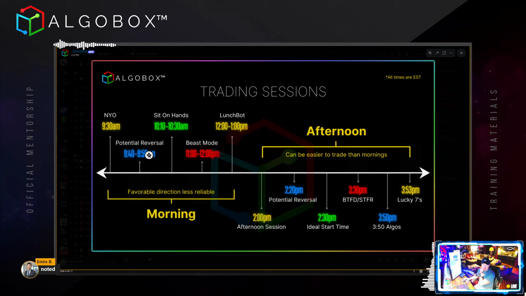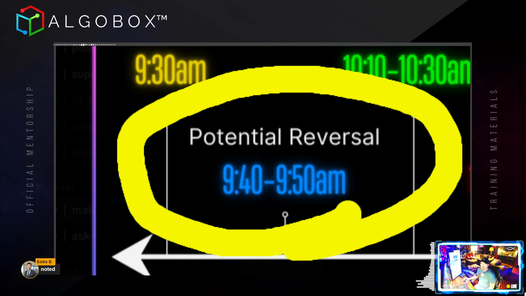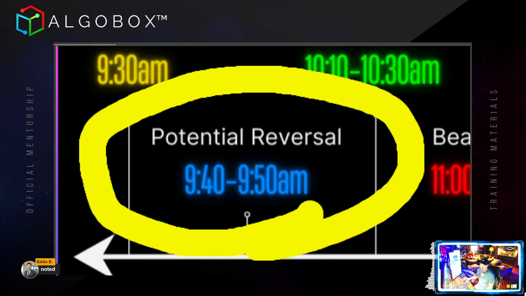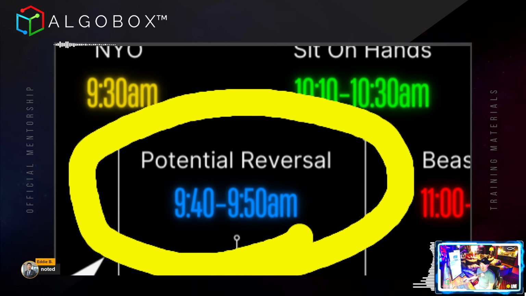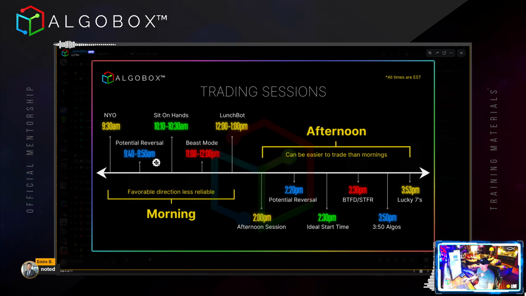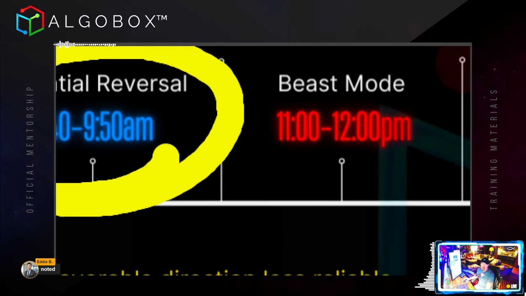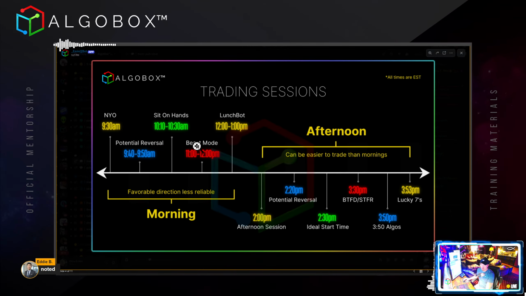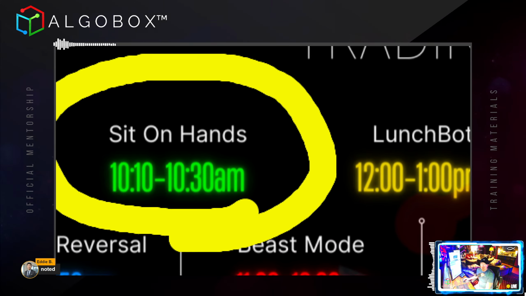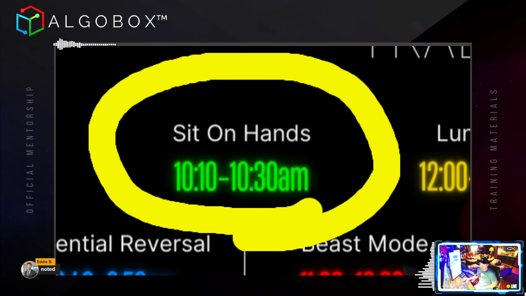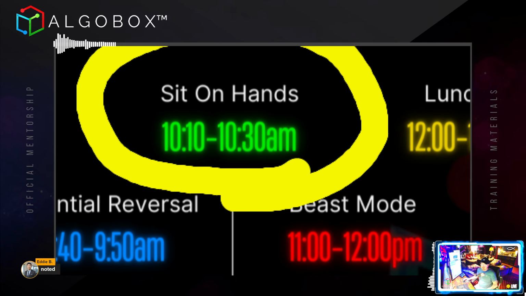The potential reversal zone, the 9:40 to 9:50 zone, that we should almost rename to the Whiskers zone, because Whiskers is famous for trading this 10-minute window and pretty much making his entire living during that 10-minute window every day. He's looking for that reversal between 9:40 and 9:50, and he just waits around and smashes that sucker, sits on his hands and just goes for it. The sit on hands section there, 10:10 to 10:30. Now, if you've been watching our live streams, you will see me go, all right, sitting on hands, coffee time.